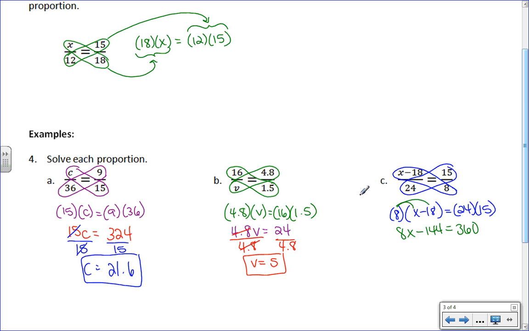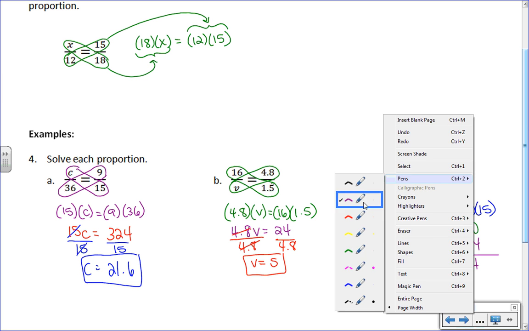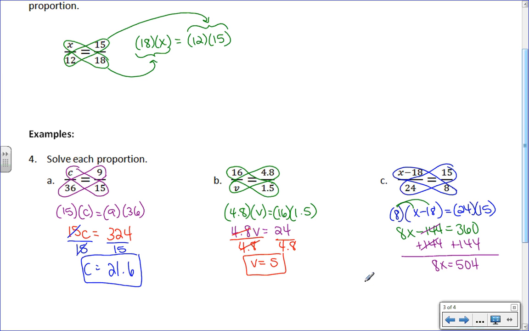Okay, now we spent a lot of time solving equations before this chapter, so we should know exactly what to do from here. So we'll add 144 to both sides. We have 8x is equal to 504. And then to get x by itself, we'll divide both sides by 8. And we get that x is equal to 63.